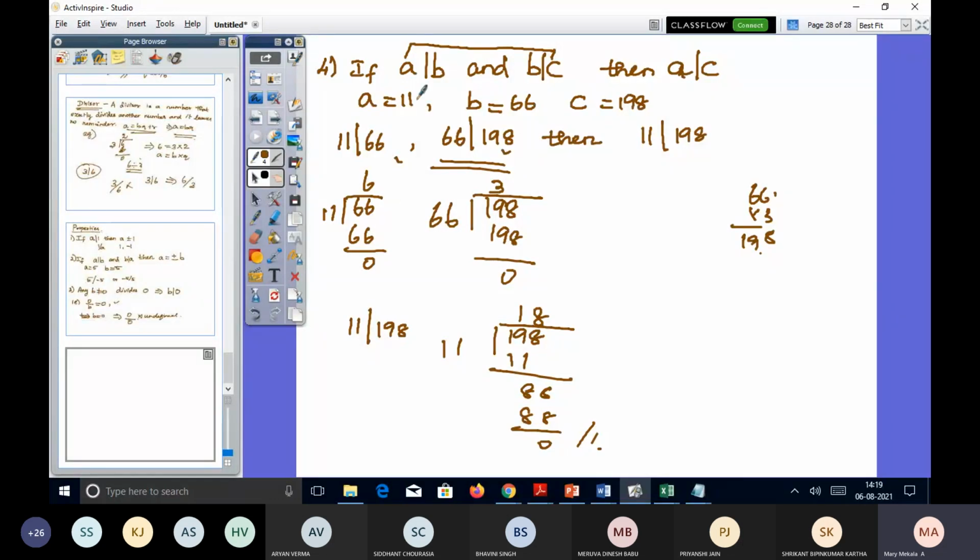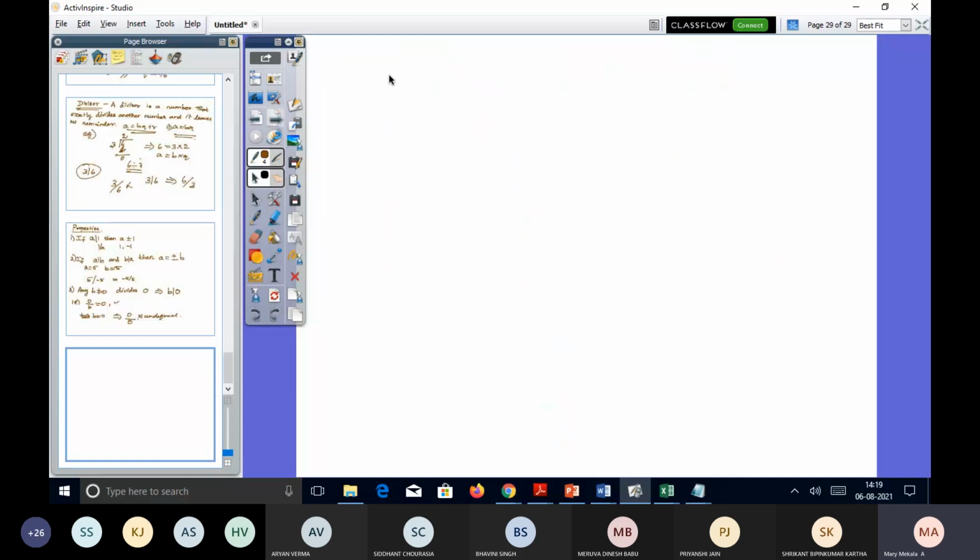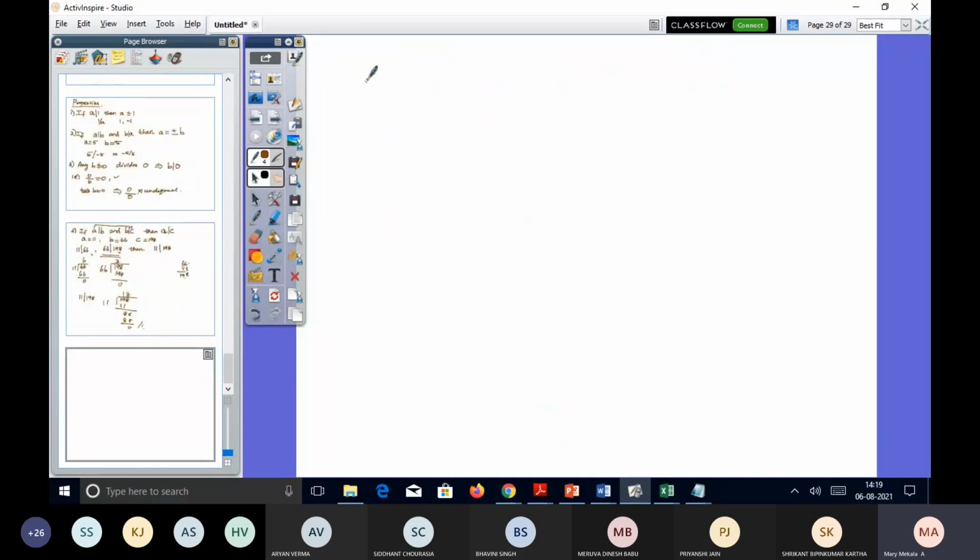Okay, this particular property. The next property, and that is the last property of divisor. So that is the fifth property. Are you all taking down the notes? Yes, ma'am. Okay, if I'm fast, you tell me.